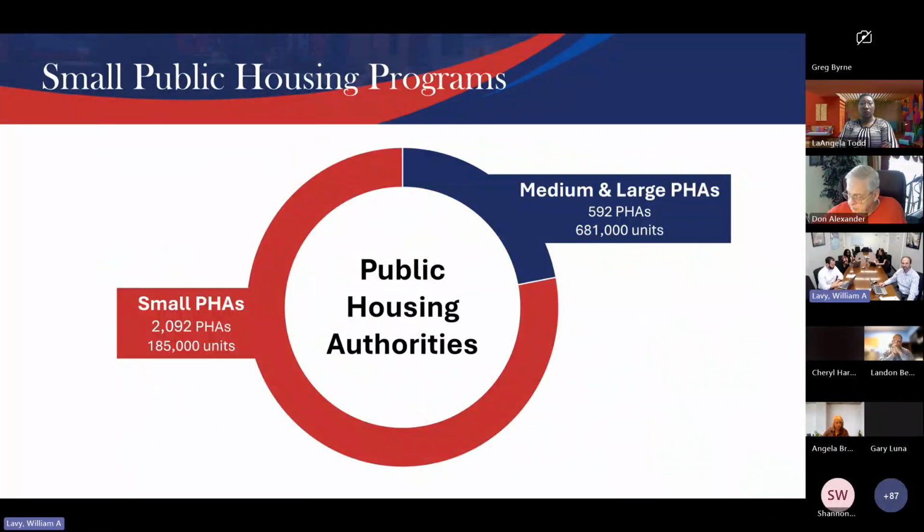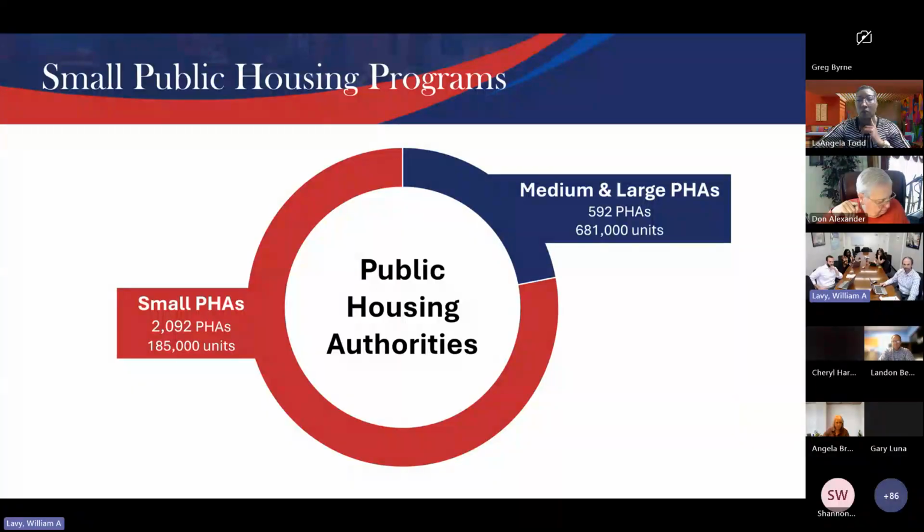Just some background on small public housing programs. About 2/3 of all public housing authorities are actually small PHAs with 250 or fewer units. So over 2,000 housing authorities across the country. They control about 185,000 public housing units.